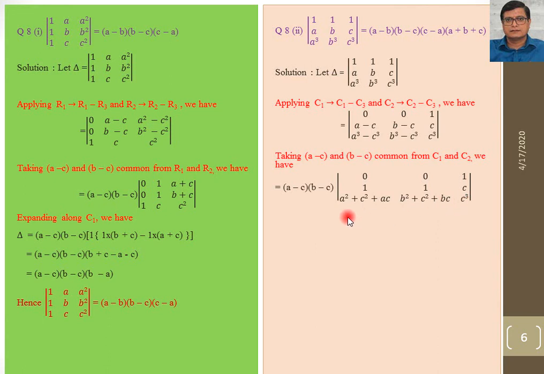Then again, the condition which we have used here: elements of R1 are 0, these two elements are 0 here, so we do the expansion along R1. Expanding along R1, since these two elements are 0 and this element is non-zero, we hide the first row and third column. Then the remaining elements come in this way: 1 into b square plus c square minus bc minus 1 into a square plus c square minus ac.